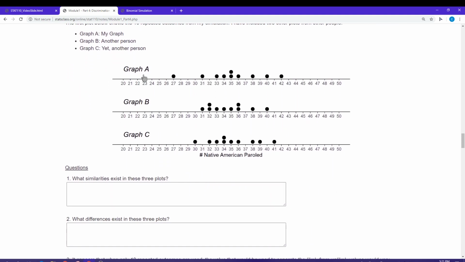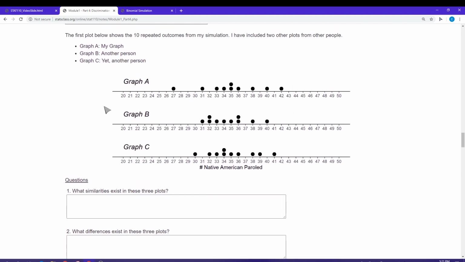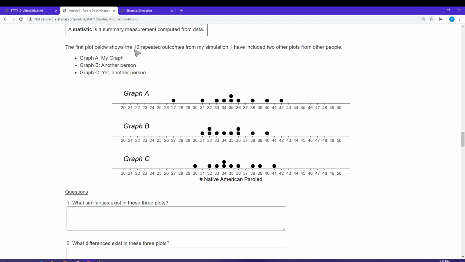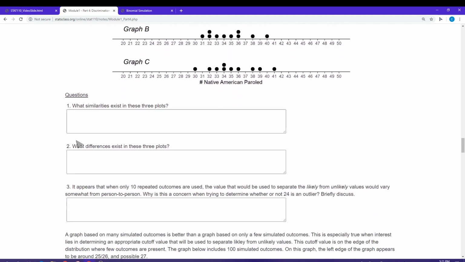Okay, so here are 3 plots, and these were each obtained when using 10 repeated outcomes of the simulation. So we can see that for most of these graphs, we tend to be right around the value of 35, which should be the expected value here. But there are some differences. So I'll go ahead and hit pause here and answer these first 3 questions.